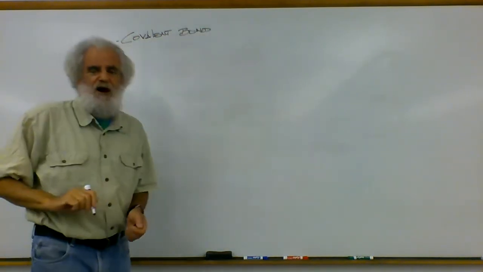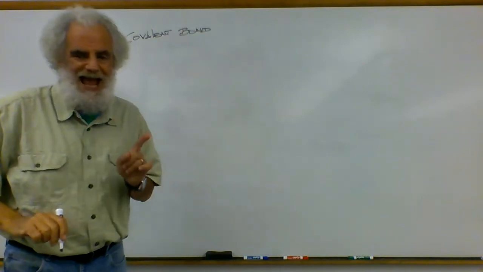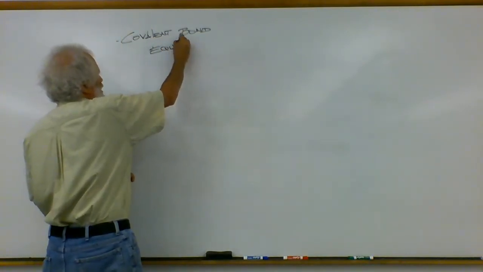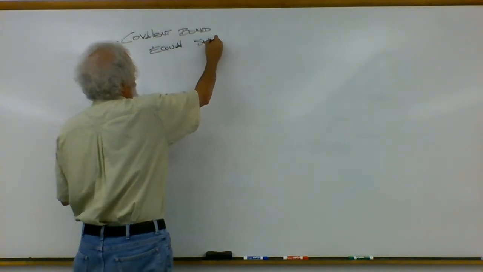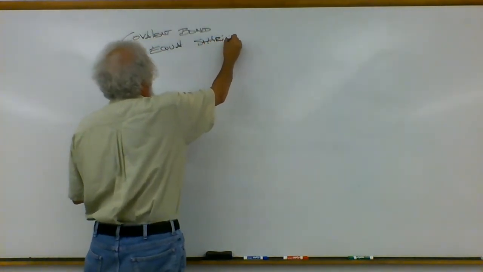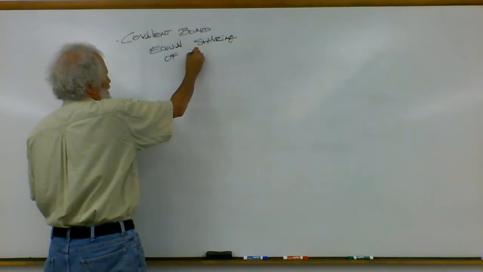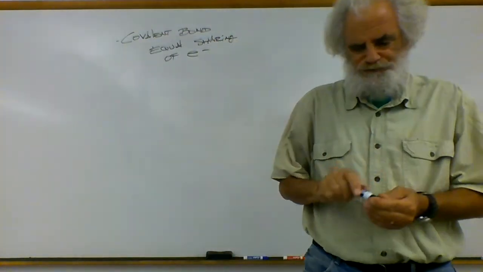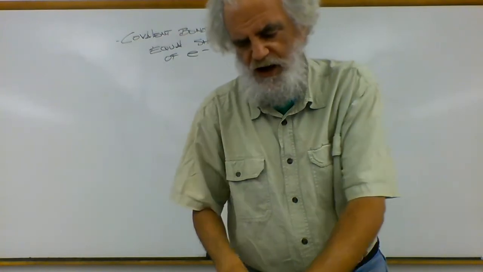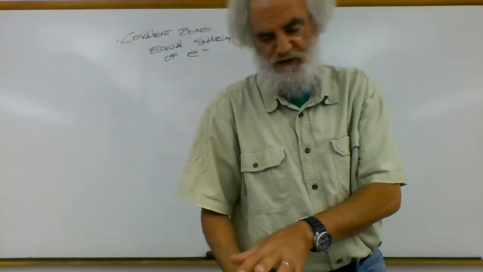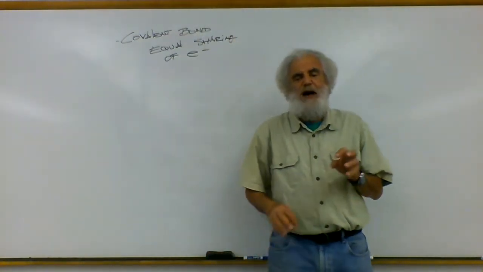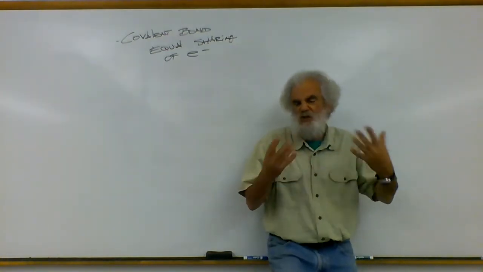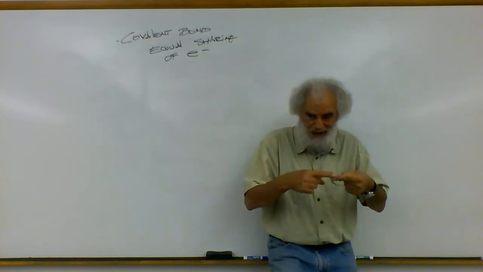The covalent bond is defined as an equal sharing of electrons. All right, now let's think about this. A couple of truisms come from this now. First off, the amount of energy that it takes to break a bond is equivalent to the amount of energy that it takes to make the bond.